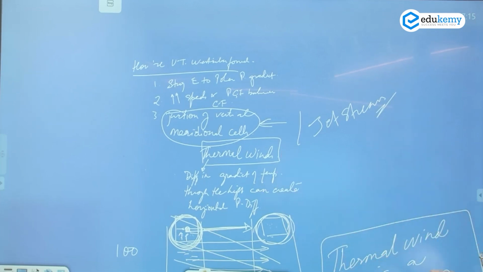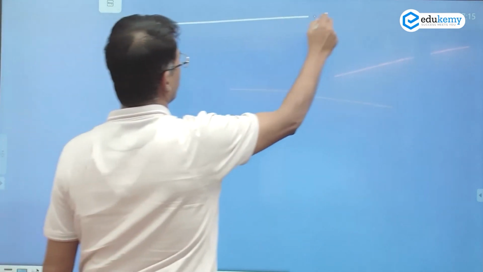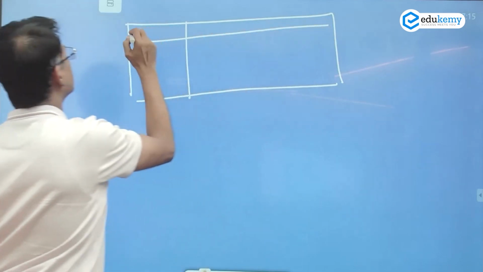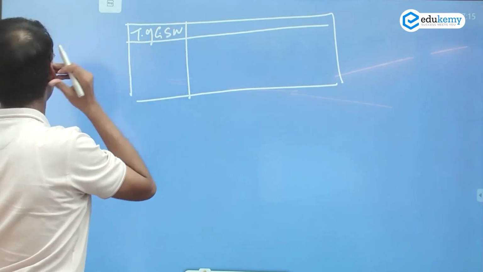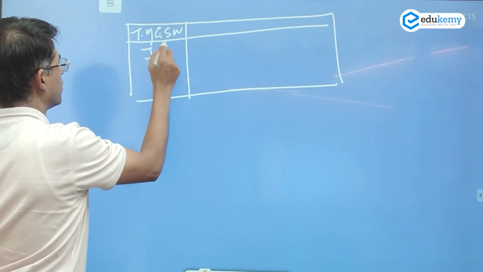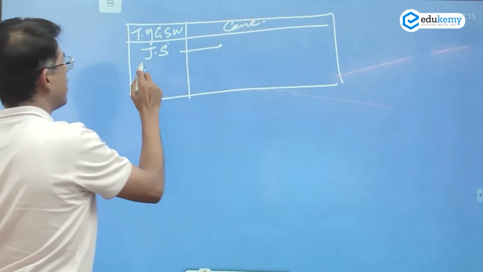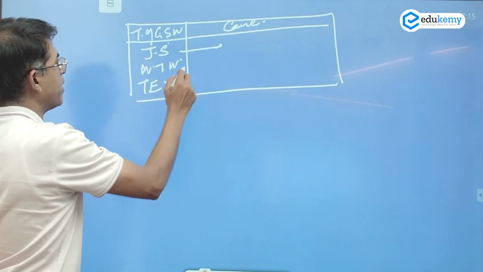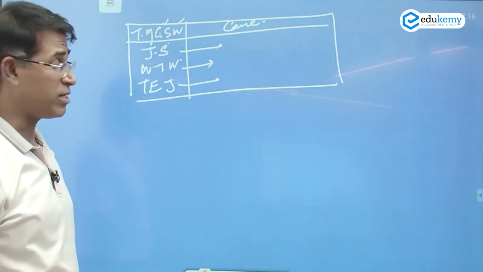Okay, so we'll move on here. Then what we have is, you can have a small table: the types of geostrophic winds. You can talk about the jet streams, and what the causes are. You can talk about the upper tropospheric westerlies. You can talk about the TEJ in particular. All these are examples of the upper tropospheric geostrophic winds.